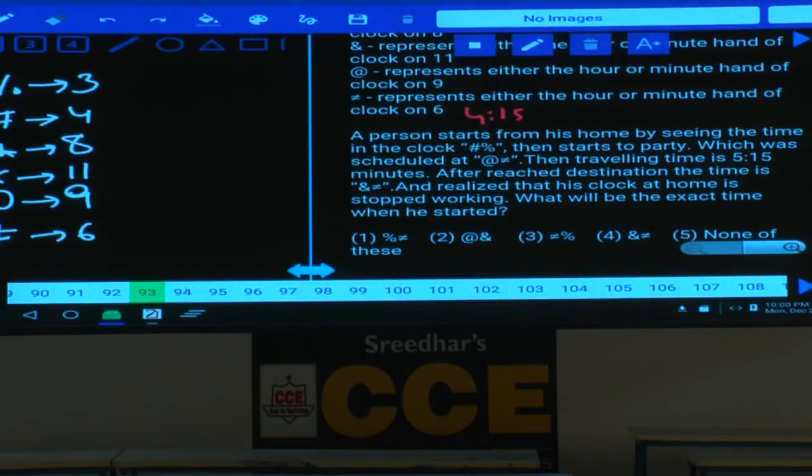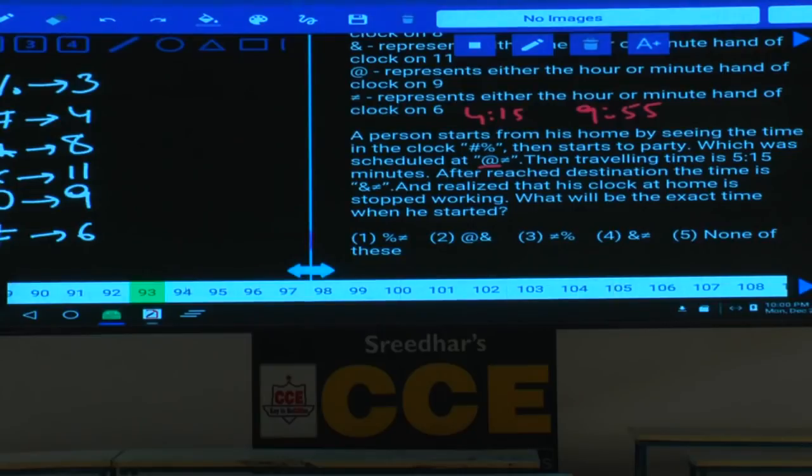Then he goes to a party, which was scheduled at the rate of and n. At the rate of is what? 9, and n stands for 11. Now the party is scheduled at what time? 9 and 11 means 9 hours 55 minutes. 11 into 5 is so much? 11 into 5 is 55. Now the party is scheduled at 9:55.